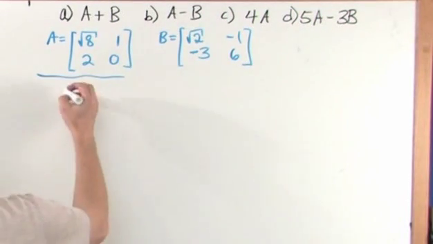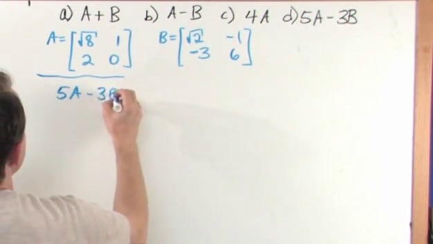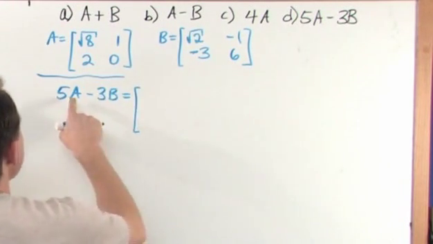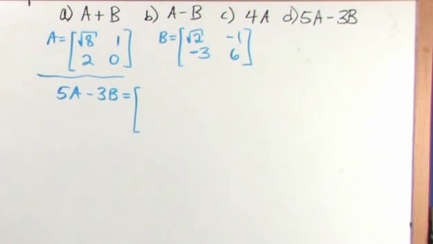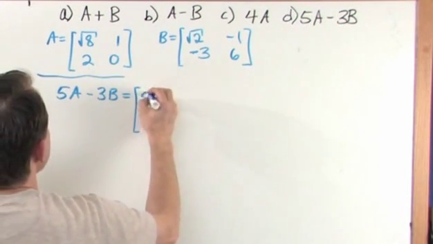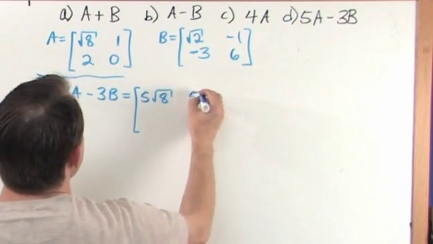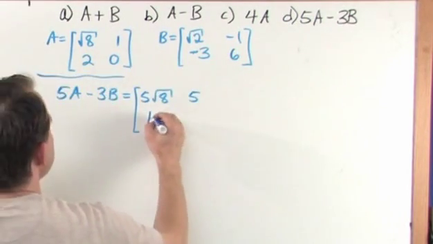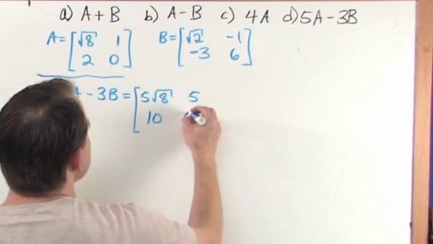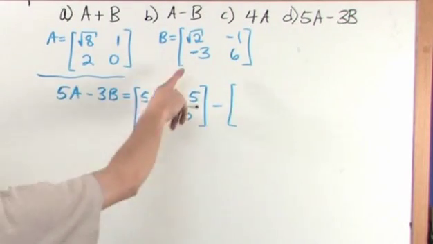Okay, and for the grand finale, so to speak, if you have 5 times A minus 3 times B, same thing as before. We multiply the matrices by the scalars, and then we do the subtraction at the end. So we have 5A. Every element gets multiplied by 5. So 5 times the square root of 8 here. 5 times 1 gives me 5. 5 times 2 gives me 10. 5 times 0 gives me 0. And I'm subtracting from that another matrix, 3 times B here.